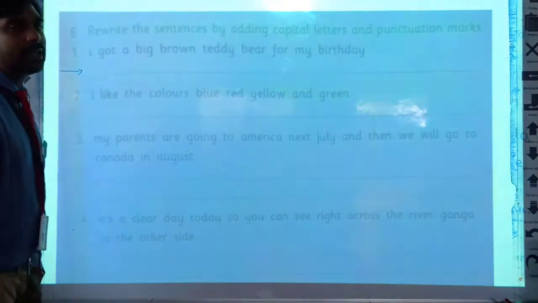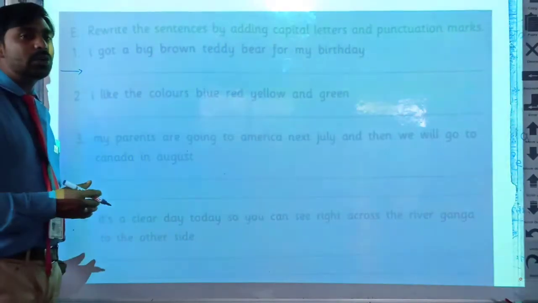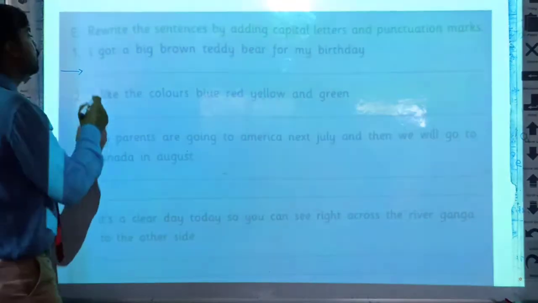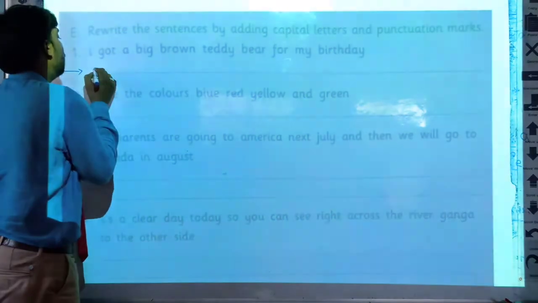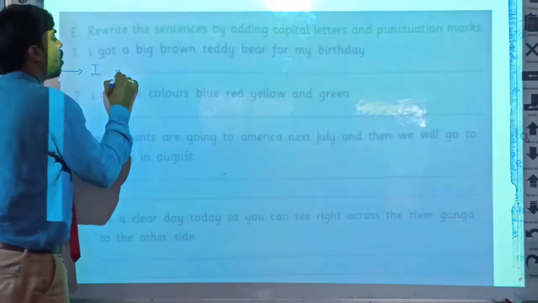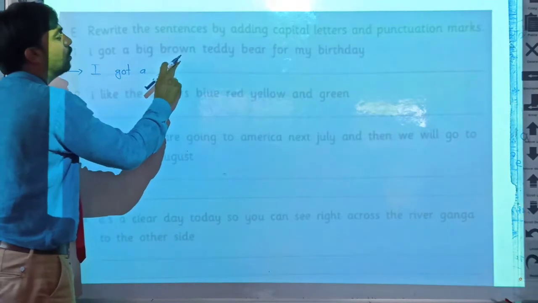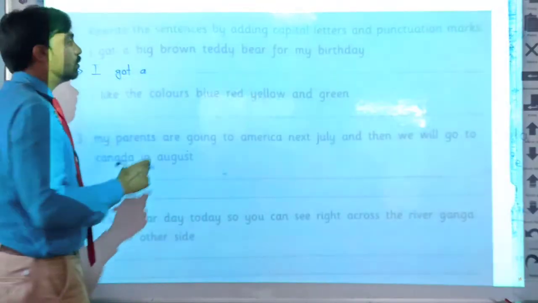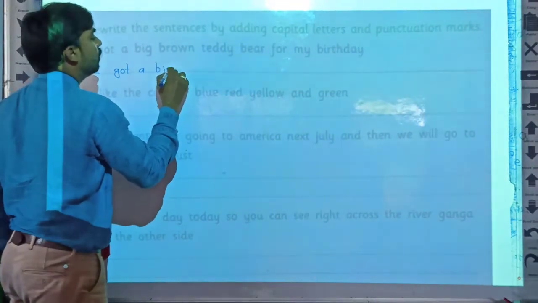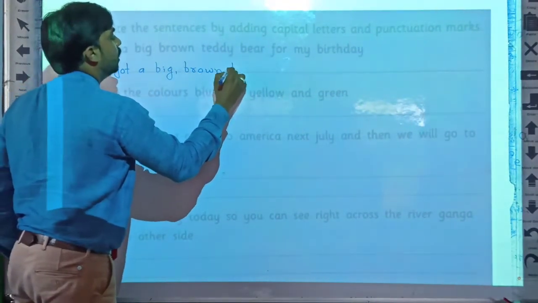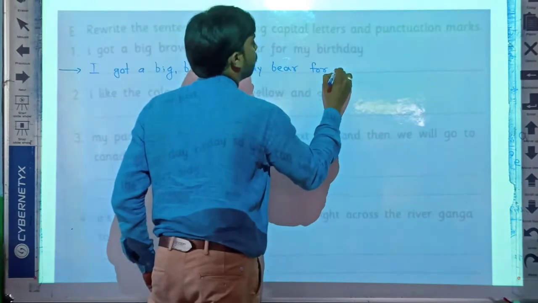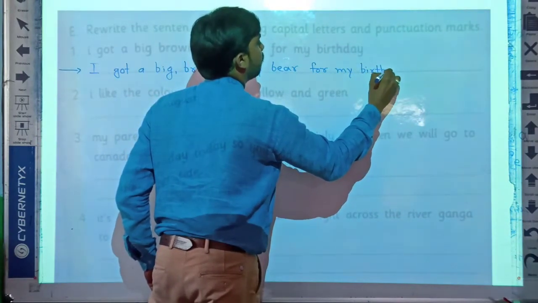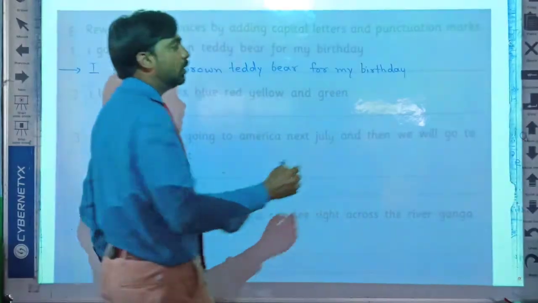Now, the sentence is correct, but capital letters and punctuation marks are not used. As I is the first letter of the sentence, we write I in capital. I got a big brown teddy bear. Now, big and brown are two adjectives, so we will use a comma. Big, comma, brown teddy bear for my birthday. And at last, at the end of the sentence, we should give a full stop. Next sentence.